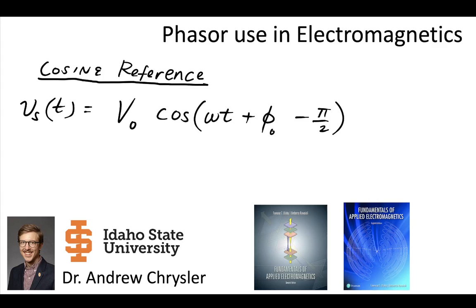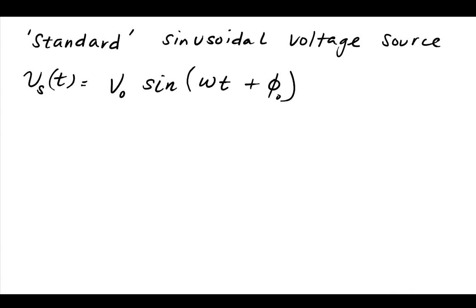In this video series, I'm going to be covering how to use phasors in electromagnetics. To start with, we're going to determine how to take some standard voltage source and turn it into a cosine reference wave. So the first thing that we might have in a situation in electromagnetics or circuits is that we'll have a standard sinusoidal voltage source.